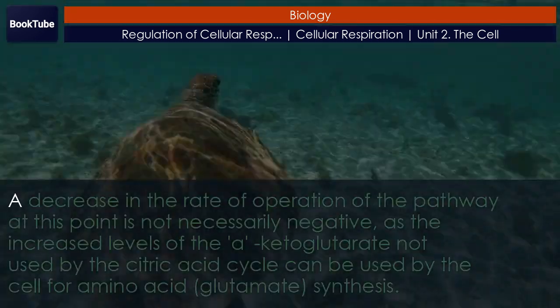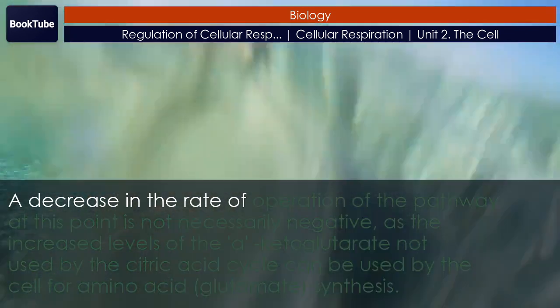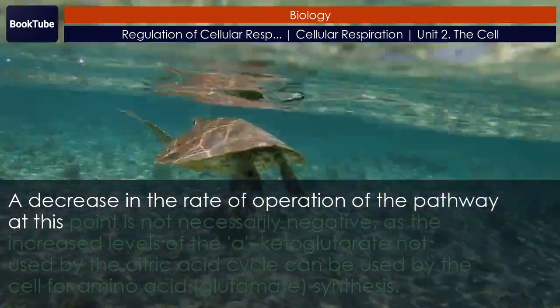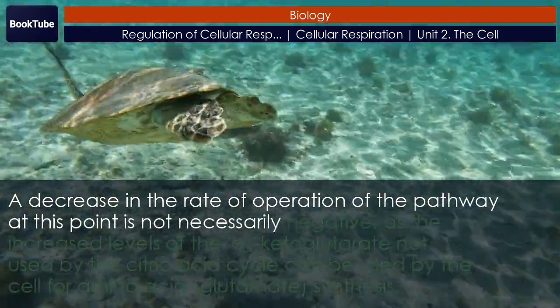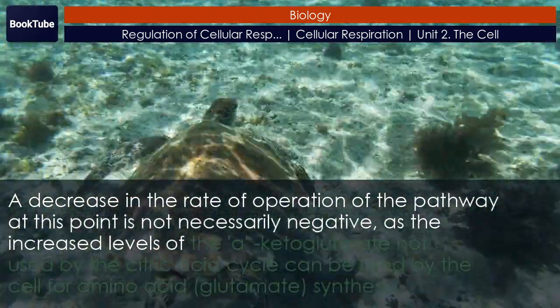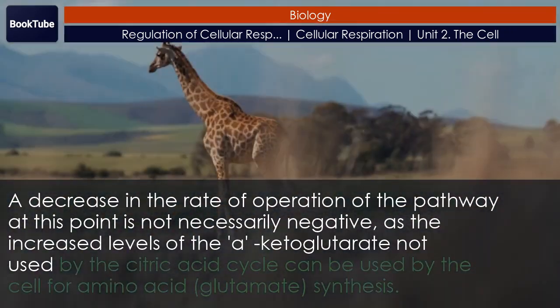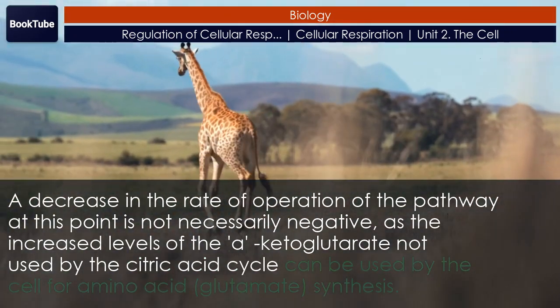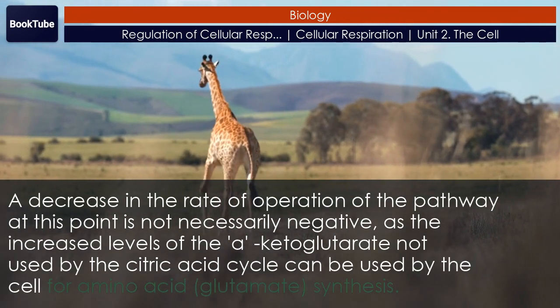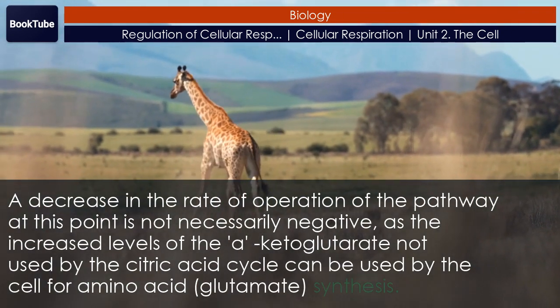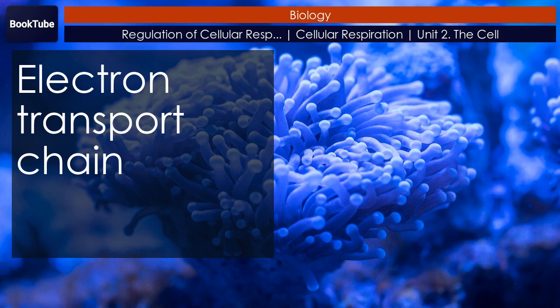A decrease in the rate of operation of the pathway at this point is not necessarily negative, as the increased levels of the alpha-ketoglutarate not used by the citric acid cycle can be used by the cell for amino acid, glutamate, synthesis. Electron transport chain.